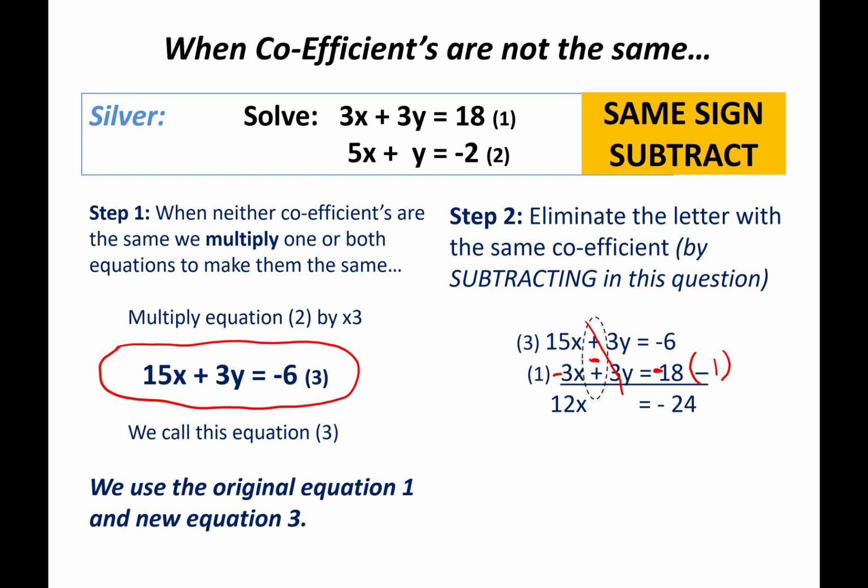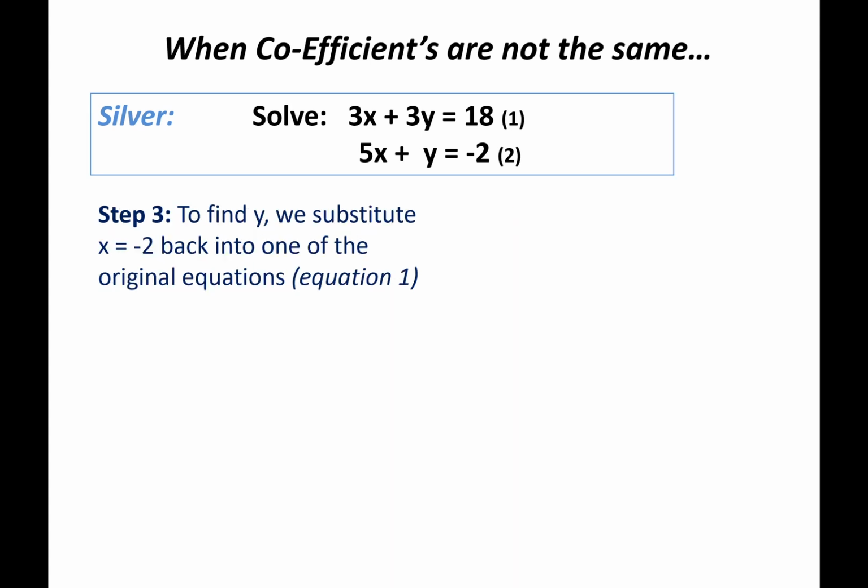We now want to solve for x. So we divide both sides by the number that's in front of x. We divide both sides by 12. This leaves us with x is equal to minus 2. That's minus 24 divided by 12 leaves us with minus 2. So our value for x is minus 2.